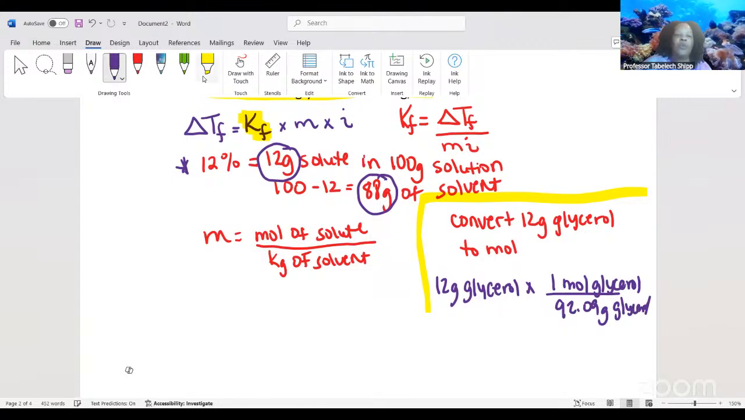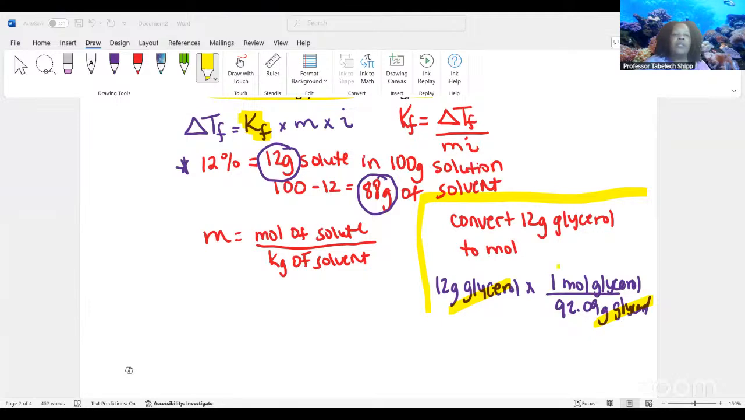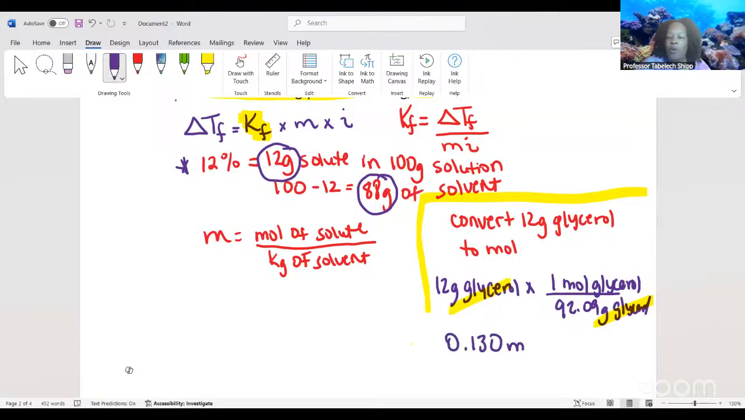All right, you're going to cancel out your grams here, and let's go ahead and divide that. 12 divided by 92.09 gives us 0.130, okay? 0.130 moles of glycerol. Now, we're going to plug this in right here on the very top.